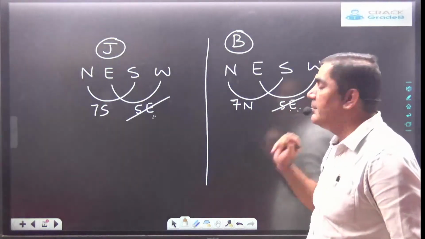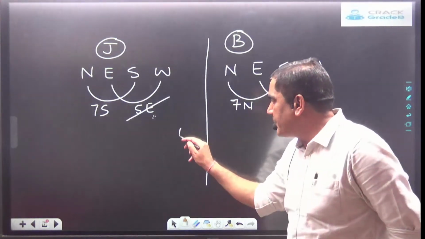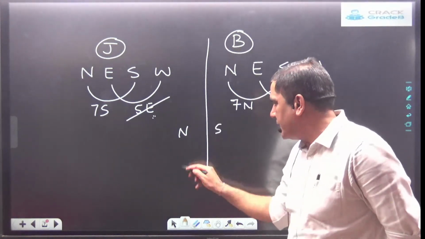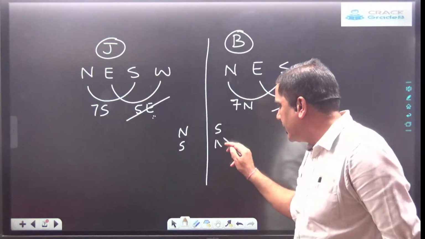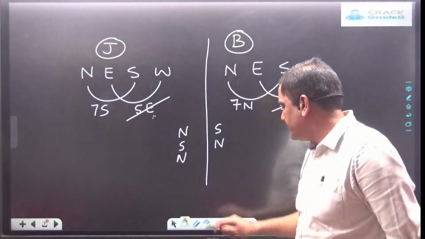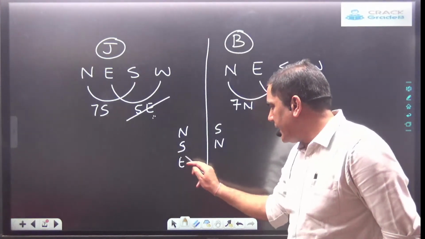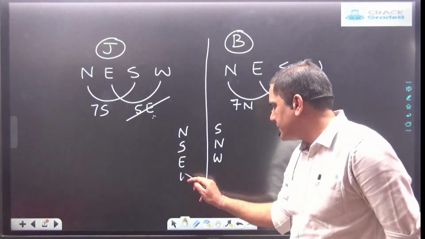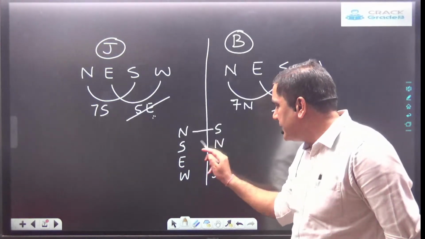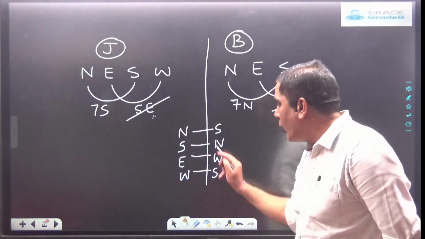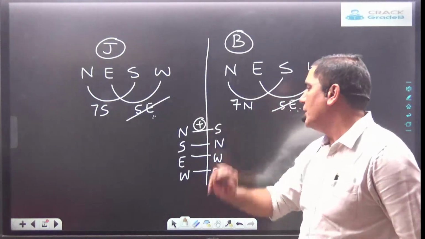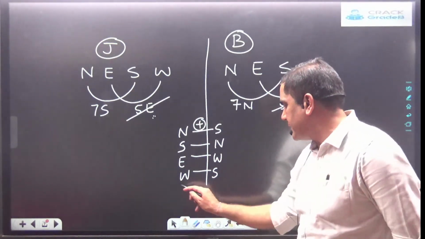5 minus 5 will be 0. Means what? Here suppose you get north, here we get south; here south, here north; east, west; west, east. So whenever these two directions are opposite, always add the numbers.